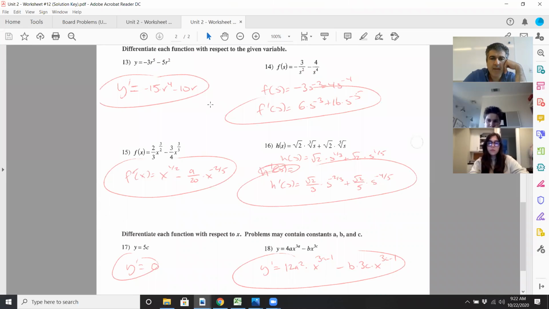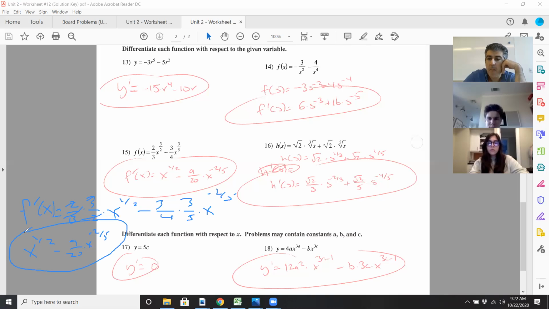For 15, we do blue here for a bit of contrast. So f prime of x: the 2/3 is your constant. Move the exponent to the front. So 2/3 times 3/2 times x, and then drop the exponent by 1. 3/2 minus 1 is 1/2. Those cancel very nicely. Minus 3/4. Move the 3/5 to the front, times x, and subtract 1 from the exponent, negative 2/5. So you get 9/20. X to the 1/2 minus 9/20 times x to the negative 2/5. And that's how you get that.